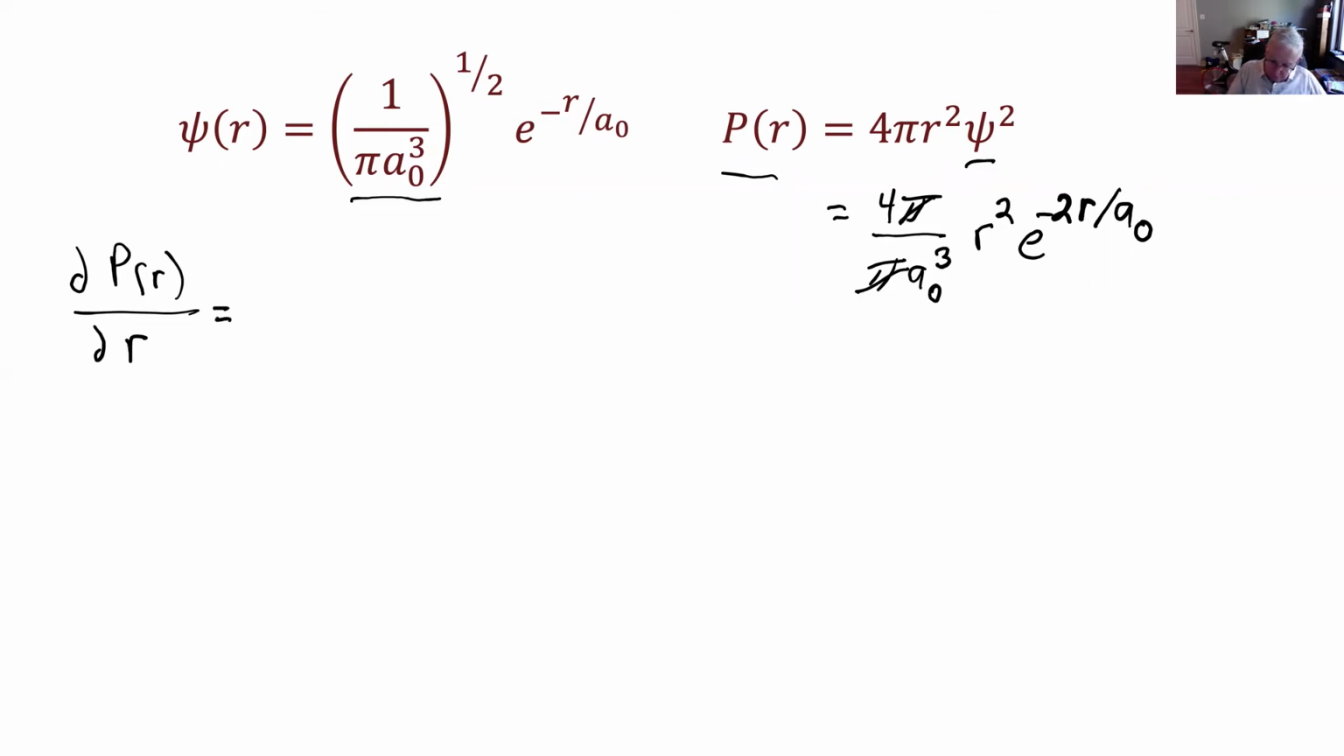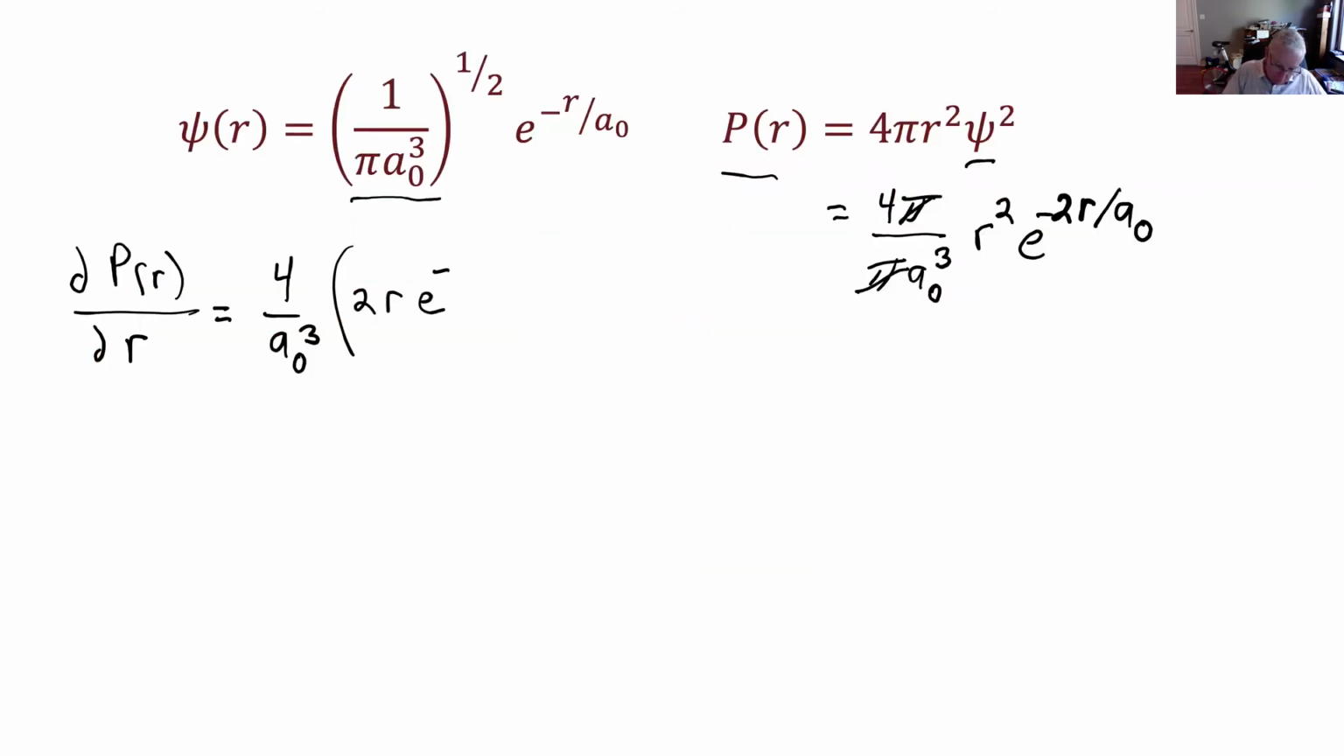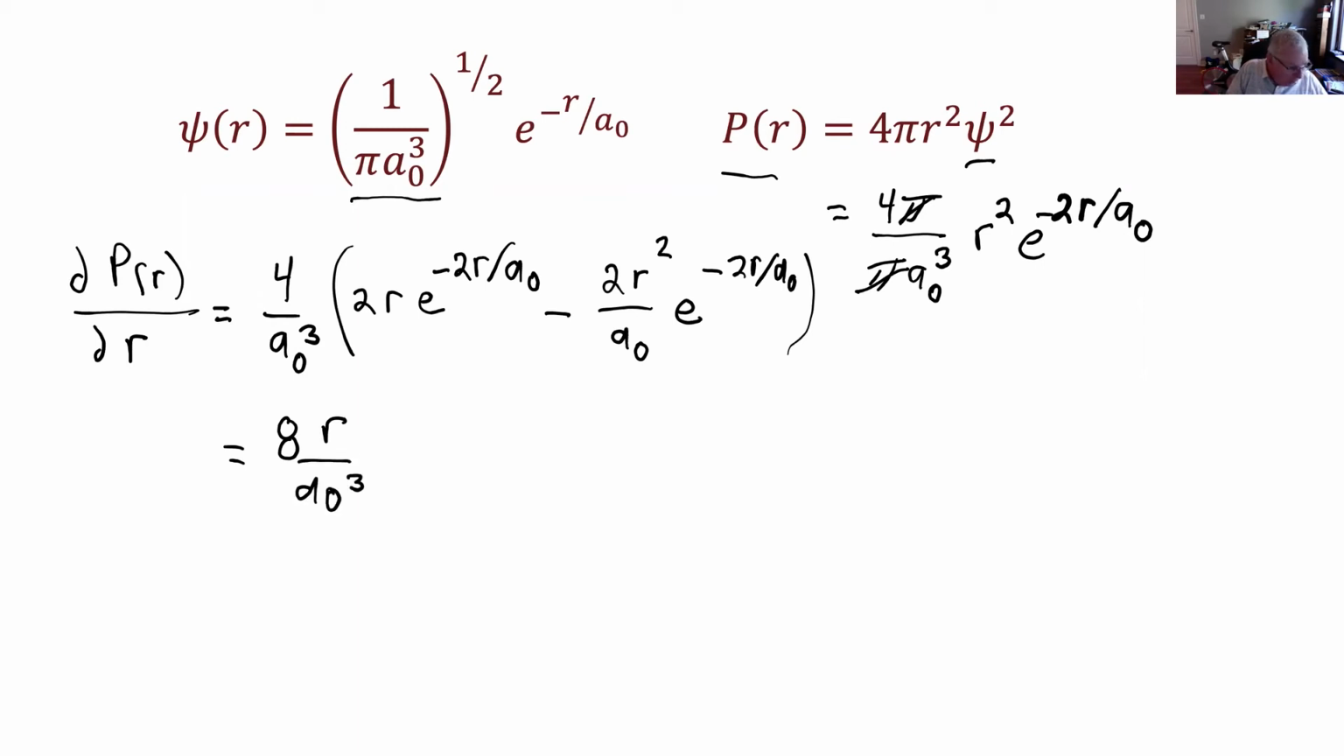So I want this. I've got the constants in front of that, which are now 4 over a0 cubed. And then I've got pieces from taking the derivative of the r squared and the exponential piece. I get a 2r e to the minus 2r over a0. And then I get a piece which is minus 2r squared over a0 e to the minus 2r over a0. If I take all that and simplify it a little bit, I can see that that's equal to 8r over a0 cubed e to the minus 2r over a0, all of that times 1 minus r over a0.